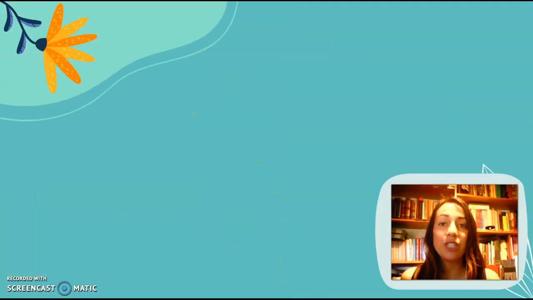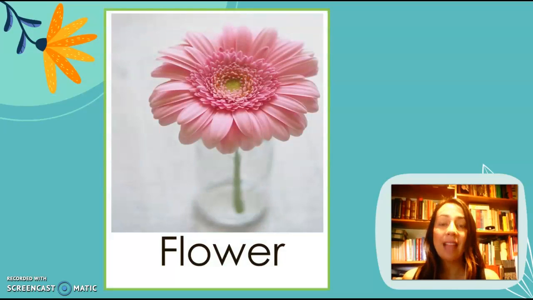Now I am going to introduce the vocabulary words. I'm going to say the word once and then I am going to count up to 3 like this: 1, 2, 3. And you're going to say the word with me. Ready? Let's go. Flower. 1, 2, 3. Flower.